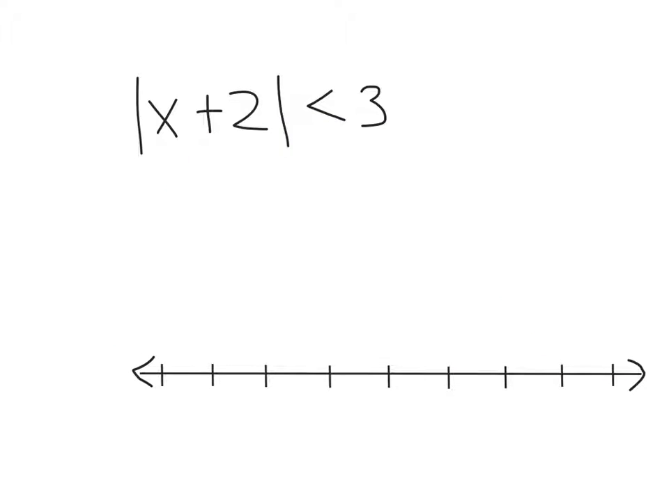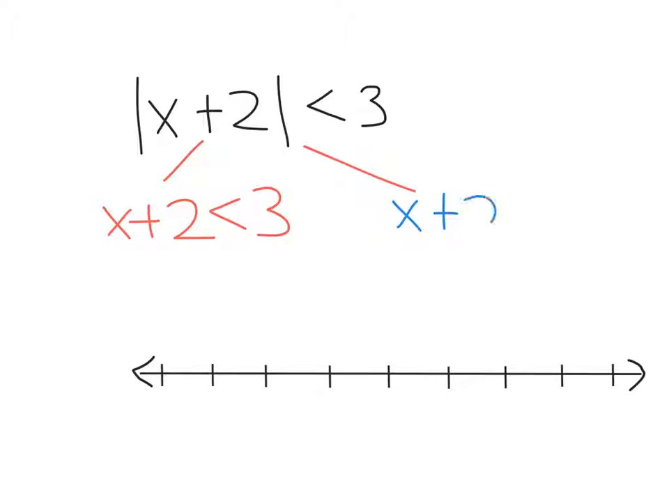So here's a new one, a little bit more complicated, but still the same rules apply. This is the absolute value of the quantity x plus 2 is less than 3. So again, we have to break this up into two separate inequalities. So this is going to be x plus 2 is less than 3. It's the straightforward one. And then we have the other one, which is going to be x plus 2, change the direction of the inequality symbol and change the sign of what it's equal to.